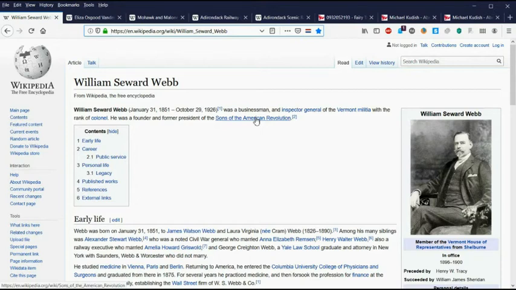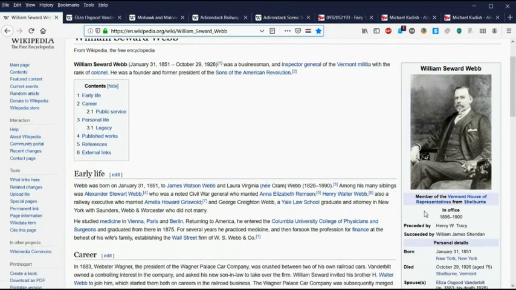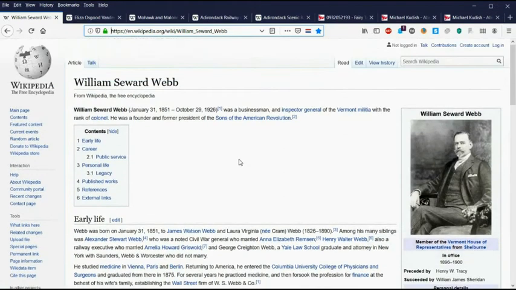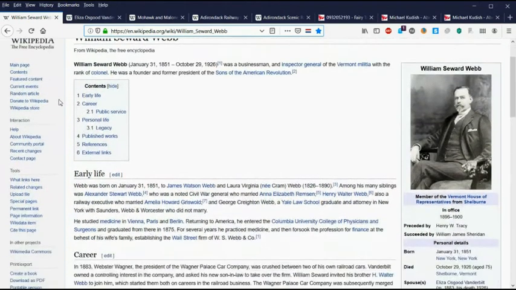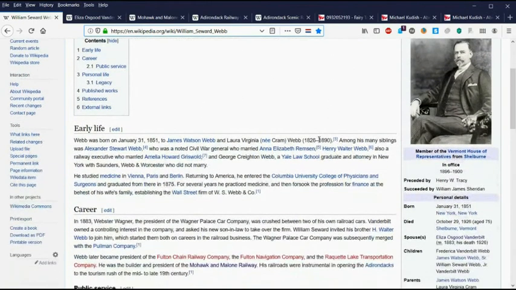This is William Seward Webb. He was a physician, but he also was a politician. He was a member of the Vermont House of Representatives. He was an inspector general of the Vermont militia. And he spent much of his life in Vermont, even though he was from New York City. But his best-known work was as a railway tycoon, literally.